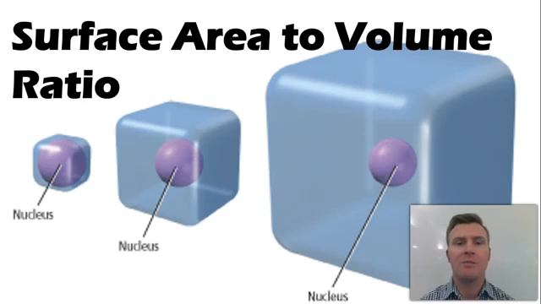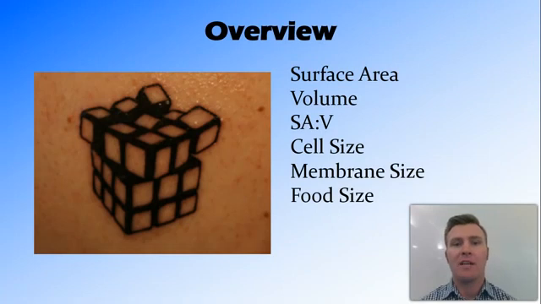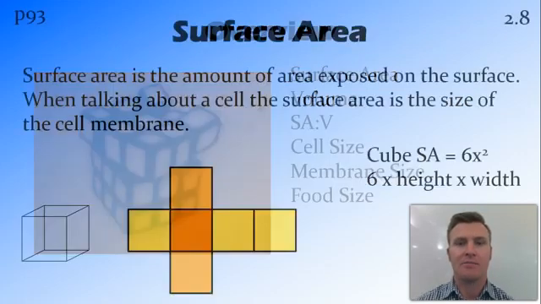Hi guys, in this video we're going to be looking at surface area to volume ratio. We're going to talk about surface area and how to calculate it, then volume and how to calculate it, how to put these into a ratio, and I'll show you a couple of examples here. And then we're going to talk about why this surface area to volume ratio is important and why it keeps popping up. So we'll talk about the restriction of cell size, membrane sizes, and food size.